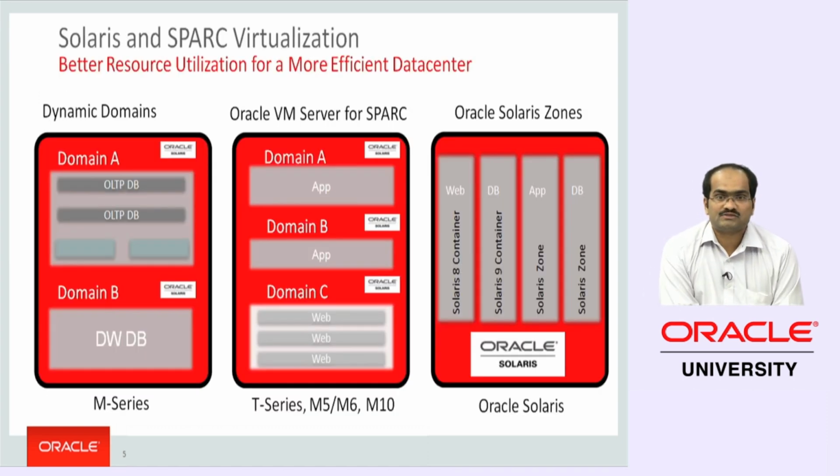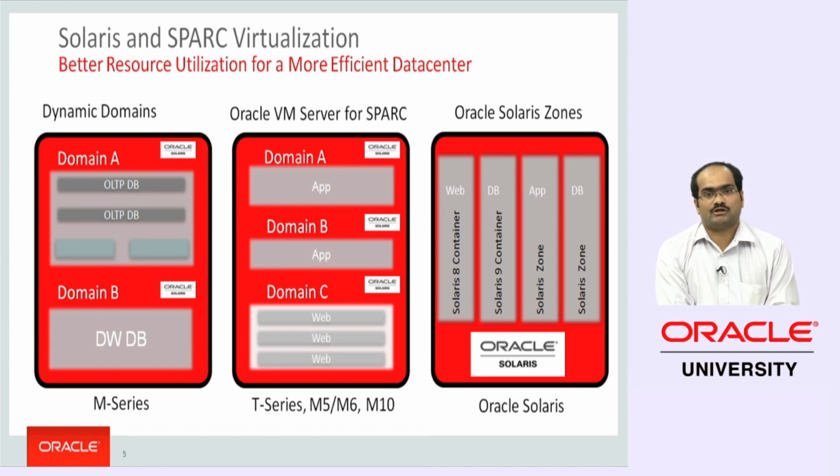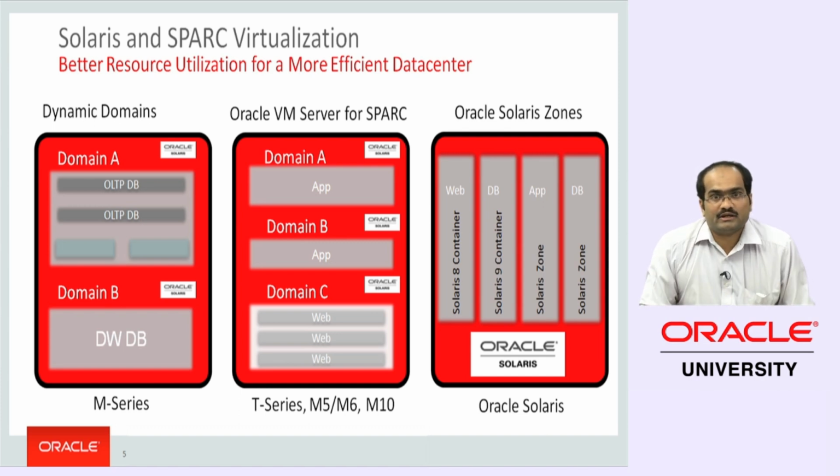Looking at SPARC virtualization, we are offering 3 different types of virtualization solutions on the SPARC platform. The first one is dynamic domains. Dynamic domains is typically dynamic hardware partitioning. Complete hardware resources can be partitioned and a number of domains can be created on a single machine. For example, our M series machines provide dynamic domains.